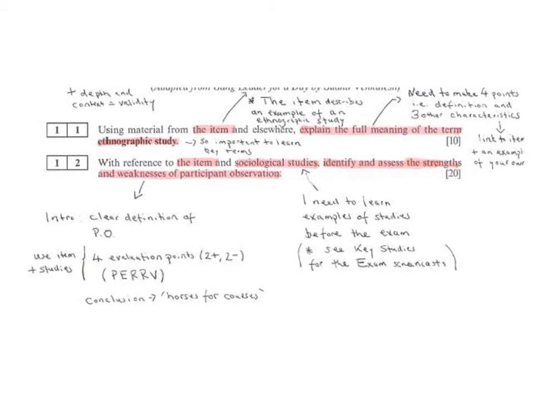Notice once again that I've got to make reference to the item because the question is asking me to do that. But also the question will always ask you to make reference to other sociological studies. So one of the things that you really need to do before you get into the exam is learn examples of studies for all of the main research methods, and you can do that by looking at the 2 screencasts that I've made on key studies that you can use in the exam for the method section.